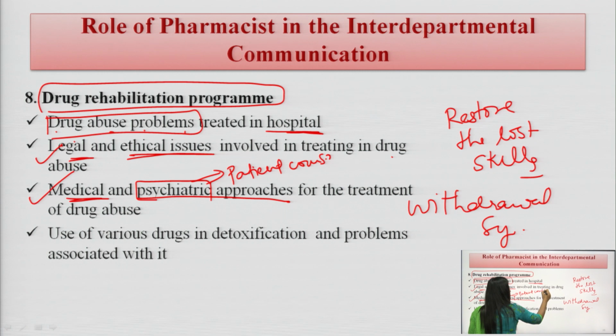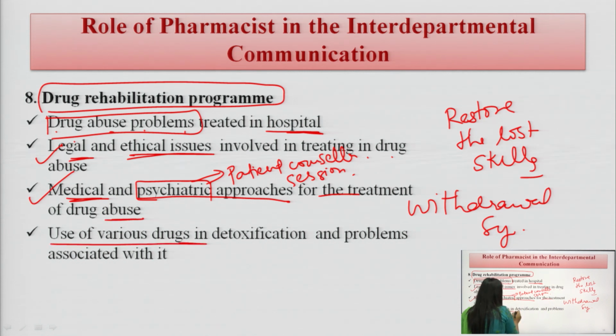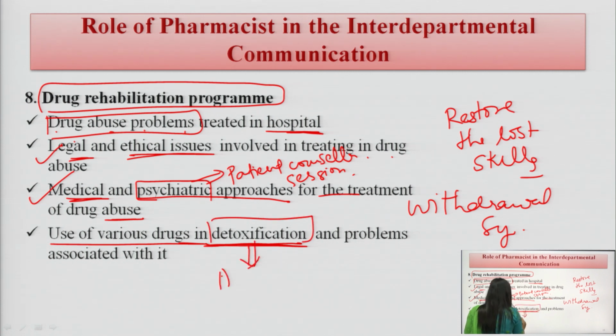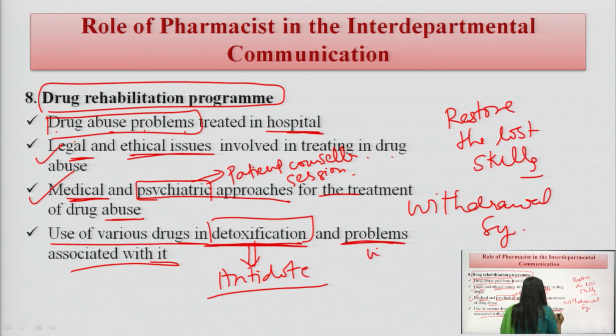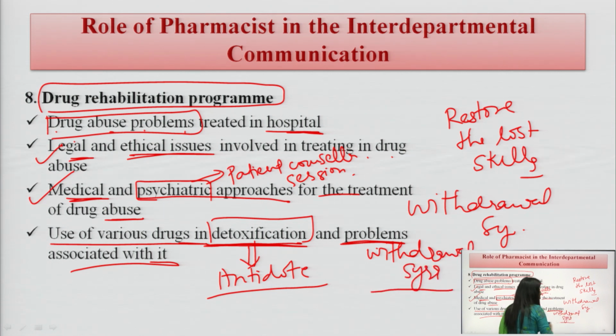There are counseling sessions for the treatment of drug abuse. Now, the use of various drugs in detoxification. For detoxification purposes, some antidotes are given to the patient, and there are problems associated with it. I told you the problems associated with it mean the withdrawal symptoms. So, to reduce the withdrawal symptoms, therapy can be given, and psychiatric approaches can be used for treating the patient, and pharmacists play a good role in this program.